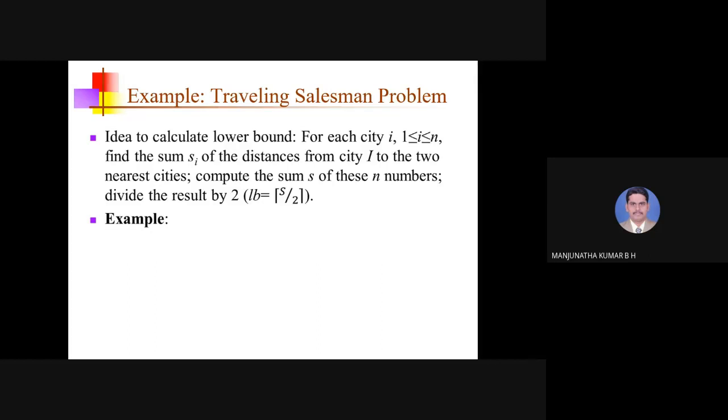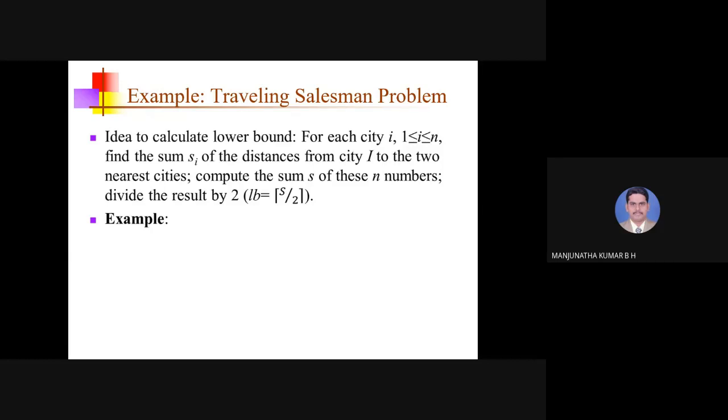Now, the idea of calculating the lower bound value is different in the traveling salesman problem compared to the job assignment problem, because in the job assignment problem also, we have calculated the lower bound value. So first, let me explain the idea behind calculating the lower bound value for the traveling salesman problem. You understand this idea clearly. It's a very important thing.